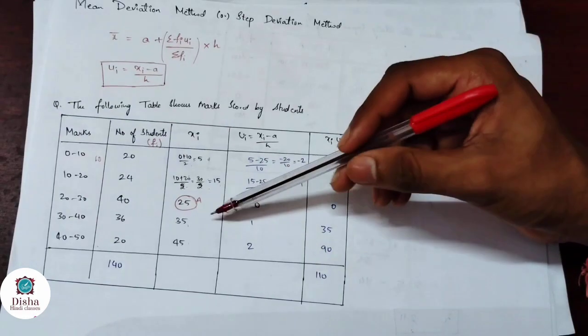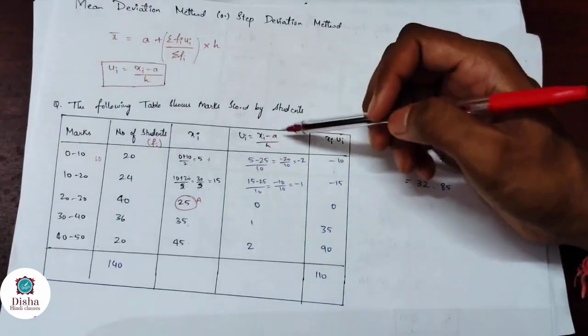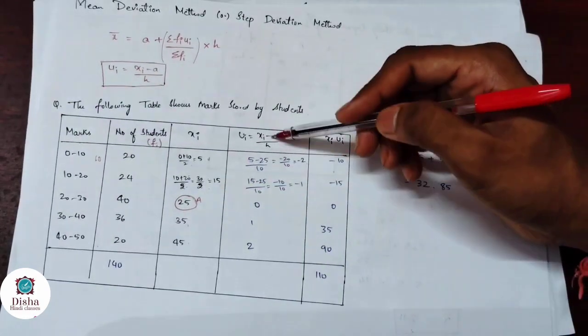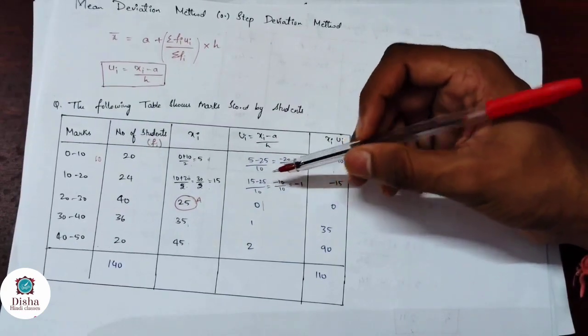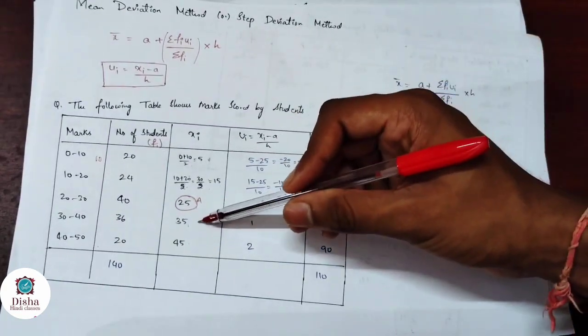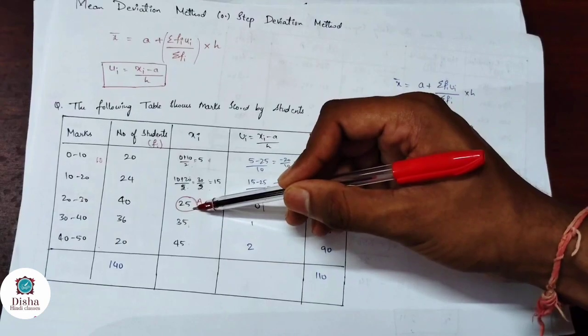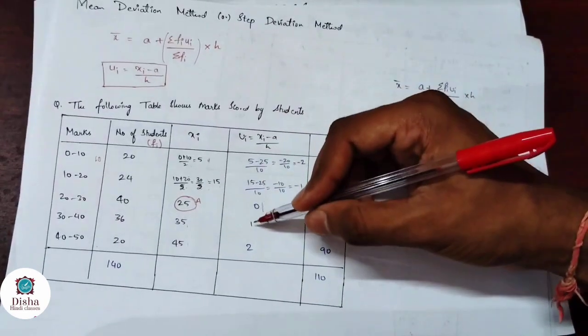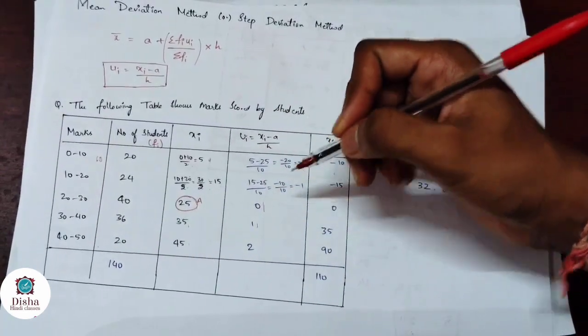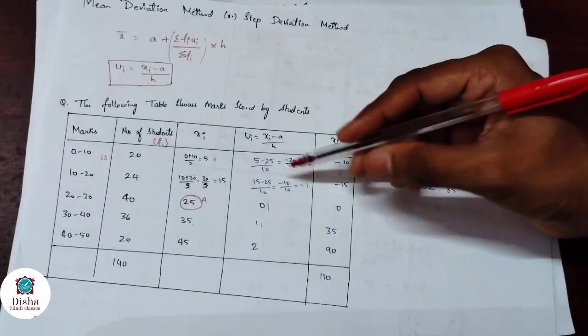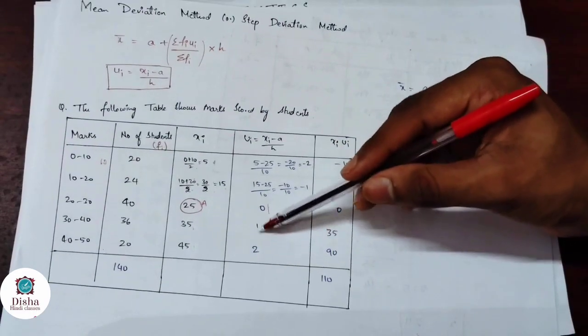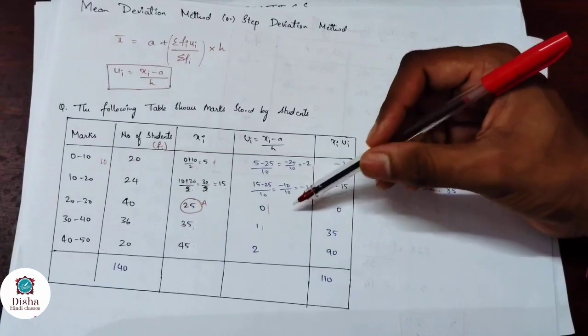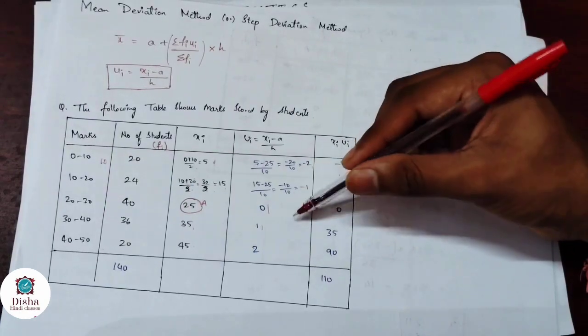Here we have 25, and the assumed mean is also 25, so 25 minus 25 gets us 0. Here we have 35: 35 minus 25 gets us 10, and 10 divided by 10 gets us 1. You can see a pattern forming: minus 2, minus 1, 0, 1. So next will be 2. If you don't have time in the examination, you can write it directly.